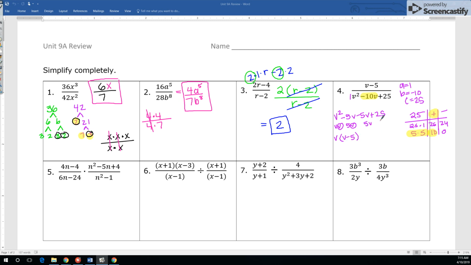Here we have 5v and 5 times 5. Again, a 5 is in common. But if I just factored out a 5, I would be left with v plus 5. I want v minus 5. I want these to match. So in order to make that a v minus 5, this has got to be a minus as well.